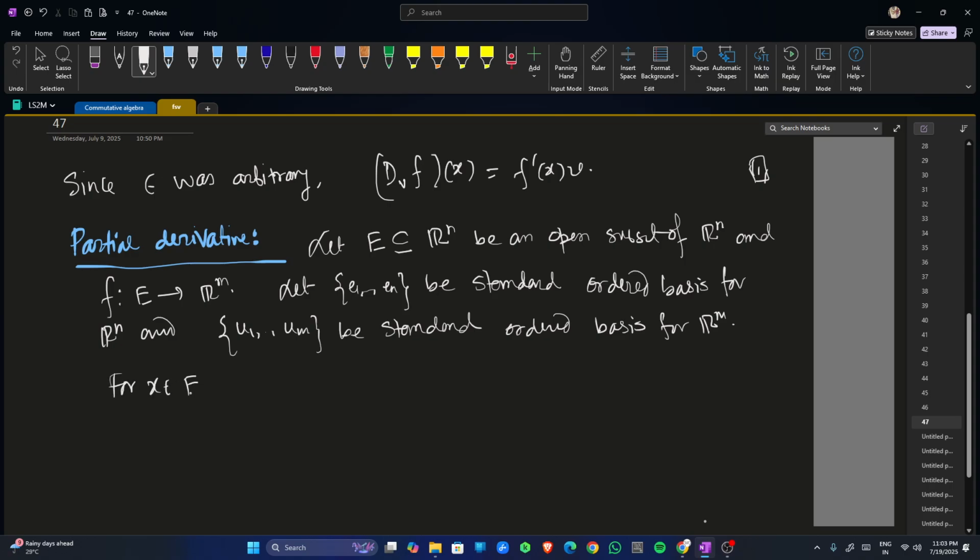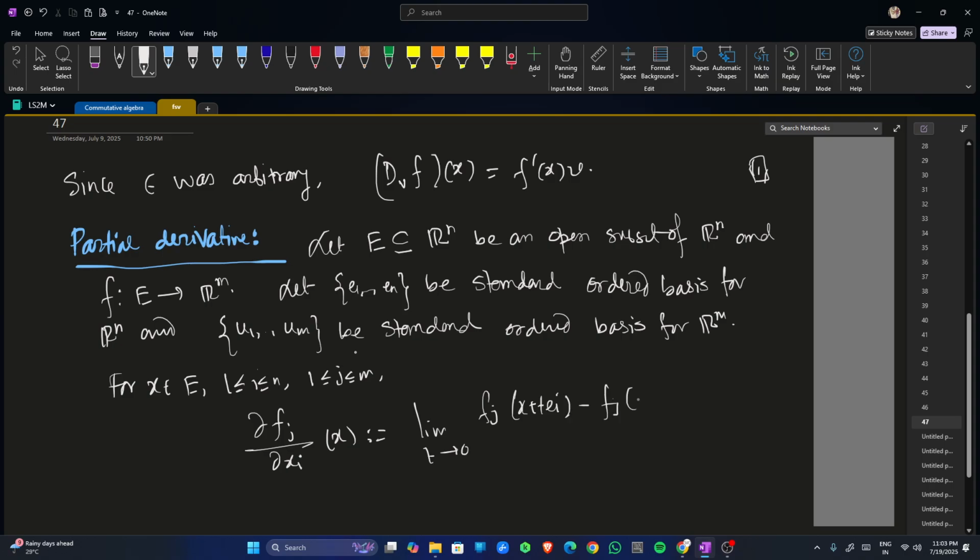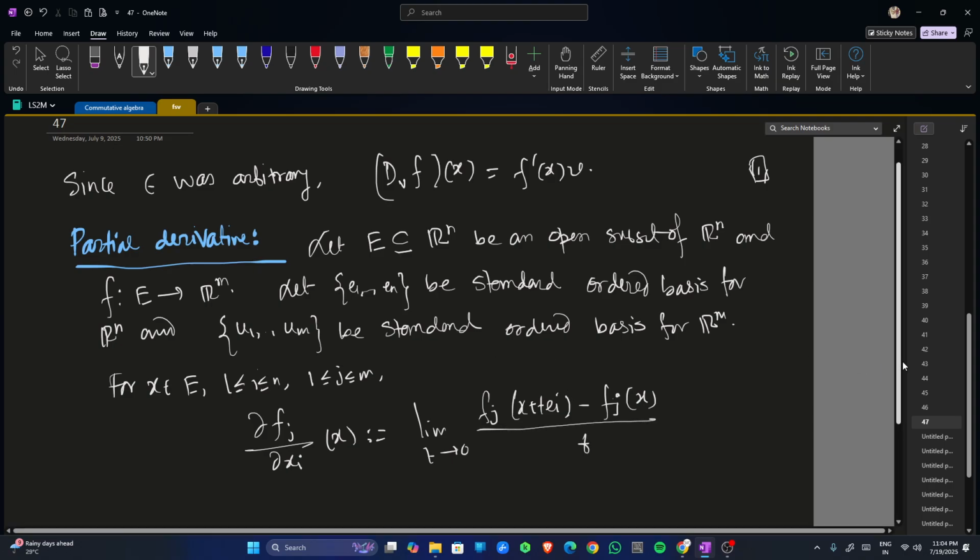For x belonging to E, 1 ≤ i ≤ n, 1 ≤ j ≤ m, we define del fj by del xi at the point x to be the limit as t tending to 0 of fj(x + t ei) minus fj(x), the whole divided by t, provided the limit exists.